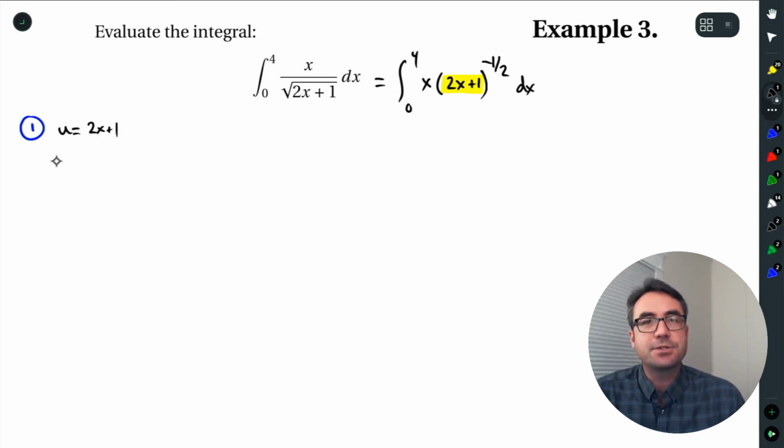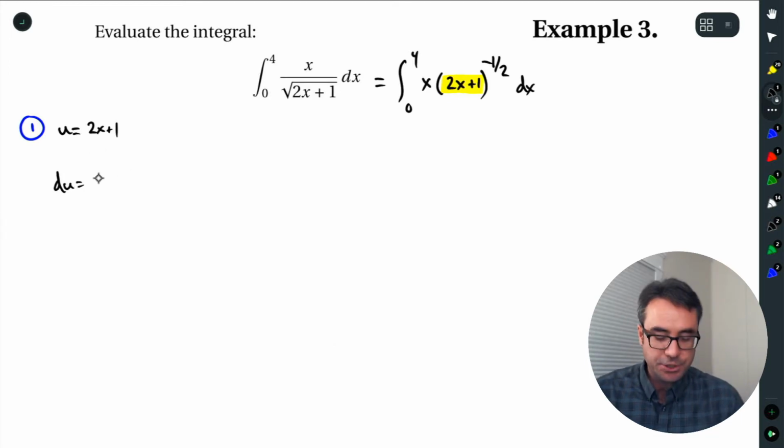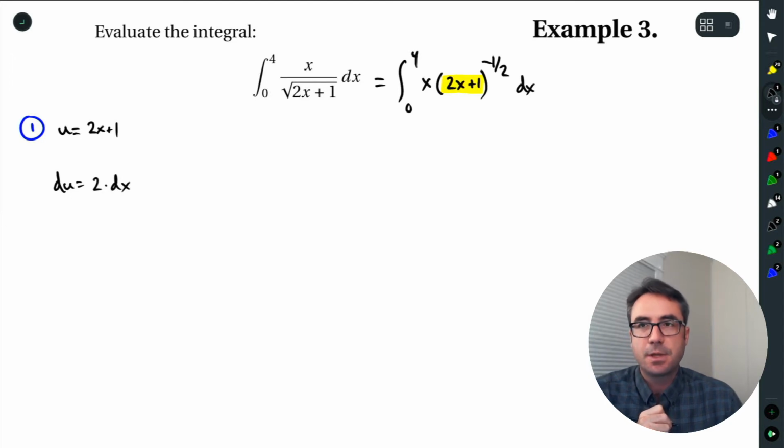All right, so next we want to calculate du. So we differentiate. I'll leave a little more space there. We're going to differentiate. So the derivative of 2x plus 1 is 2. And then we multiply that by dx. All right, so we have our two little ingredients here for our function.